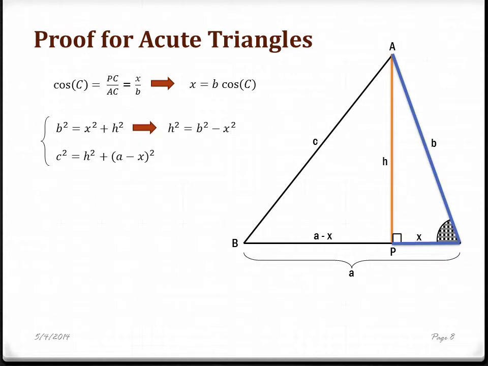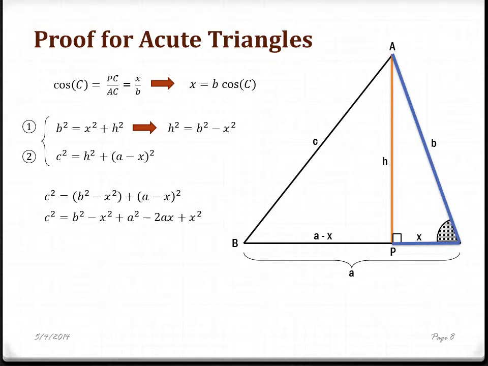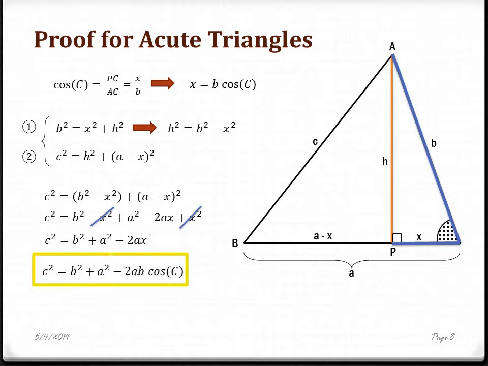Plugging the rearranged first equation into the second equation, we have c squared equals b squared minus x squared plus (a minus x) squared. Then, by expanding the binomial, we have c squared equals b squared minus x squared plus a squared minus 2ax plus x squared. Notice the x squared terms cancel out, leaving us with c squared equals b squared plus a squared minus 2ax. Finally, plugging in the formula we found for x above, we see that c squared equals b squared plus a squared minus 2ab cosine C. Note that a similar proof exists for the other two formulas.